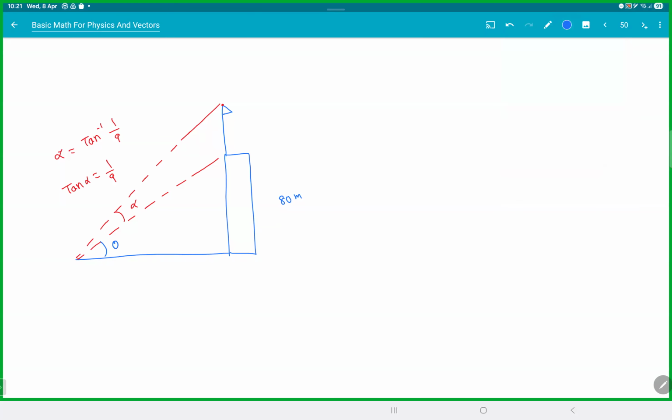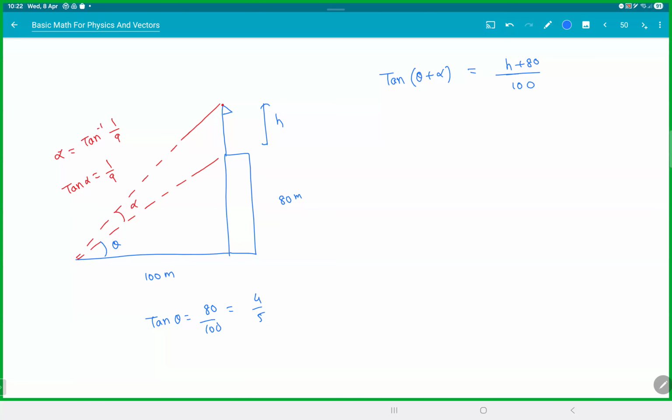Let's call this angle theta, and the base is 100 meters. Let the flag's height be h. Tan theta will be 80 by 100, that's 4 by 5. Great. I know tan theta, I know tan alpha. So if I take the full triangle, tan of theta plus alpha will be (h plus 80) by 100. So far clear, everyone?